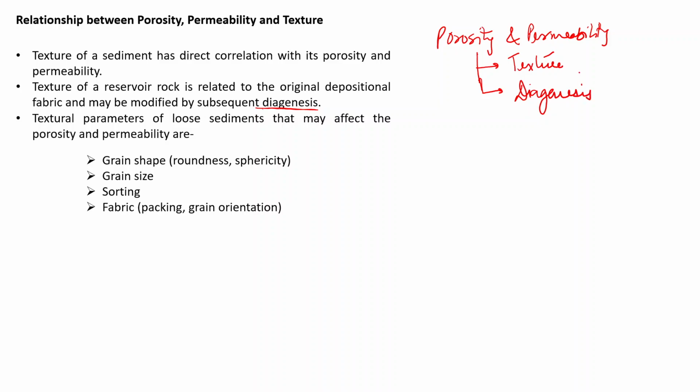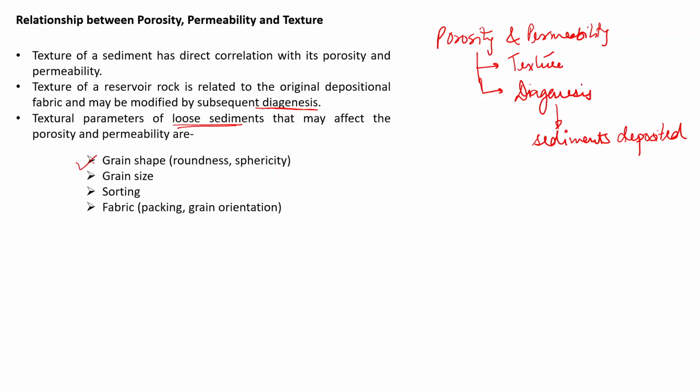Now, diagenesis starts as soon as the sediments are deposited. So what happens is that sediments may see the growth of new minerals. Sediments may witness solution or dissolution. Sediments may come across extreme solution or karst processes. So this diagenesis has a great impact on the porosity and permeability of the reservoirs, and we shall discuss that in the next class. But today let us see what are the textural parameters of loose sediments that may affect the porosity and permeability.